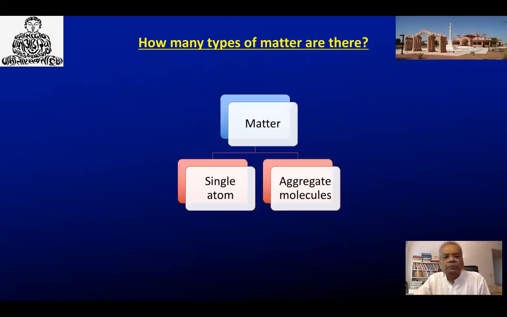Now, how many types of matter are there? Let's see the time we have to keep. Okay, we'll just go and finish this slide.